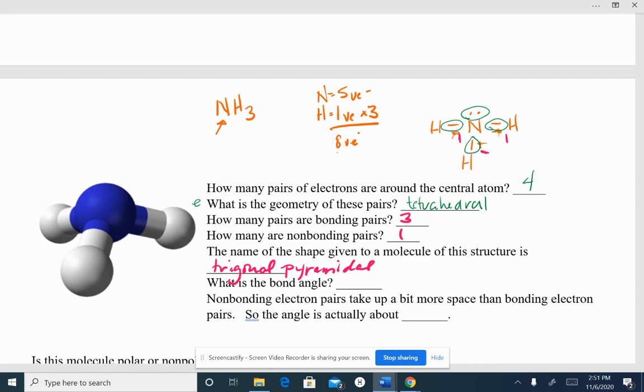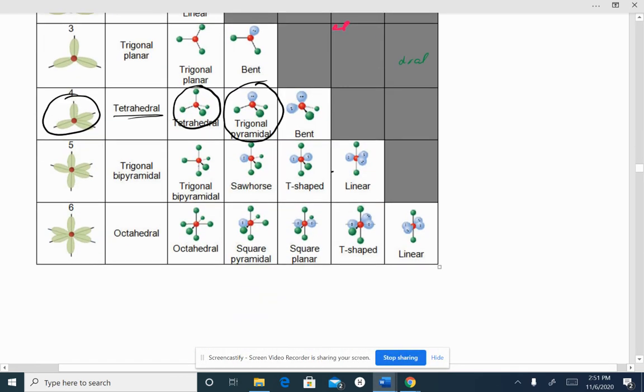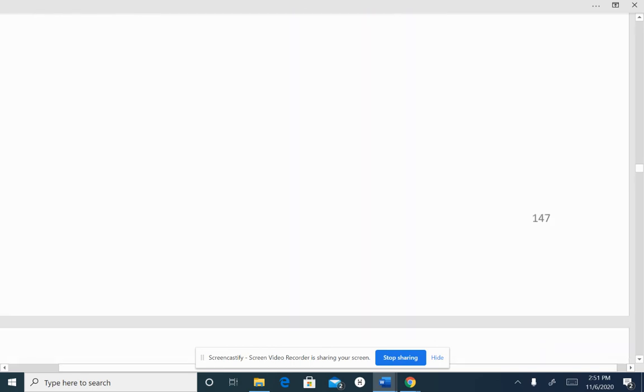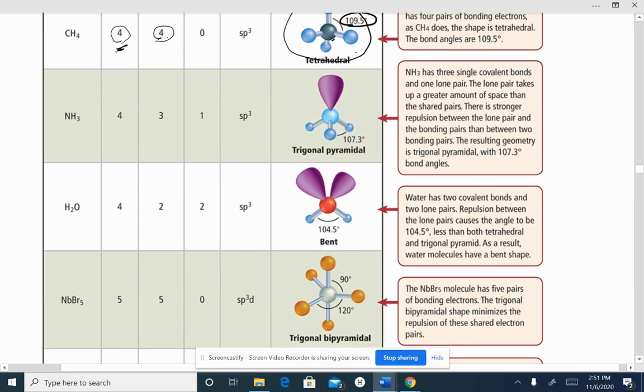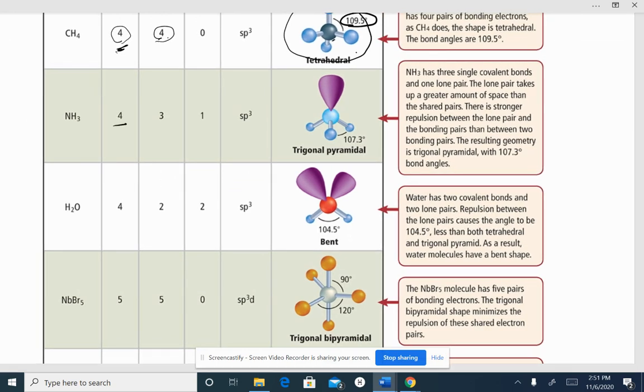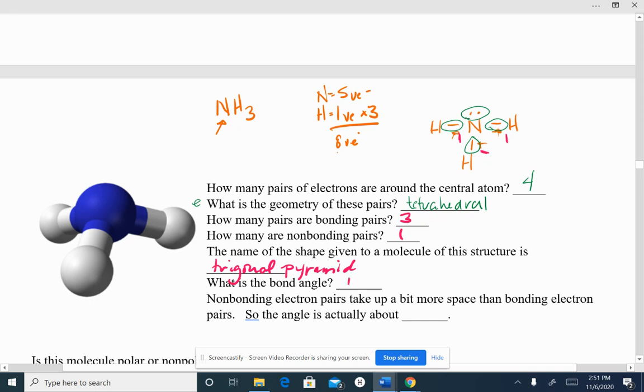Now, if I want to look at the bond angle, I'm going to want to look at this other chart. Notice I have 4 pairs of electrons, but 3 are bonding, 1 is not. 1 is a lone pair. I have my trigonal pyramidal with a bond angle of about 107.3. So my bond angle here is going to be about 107.3.